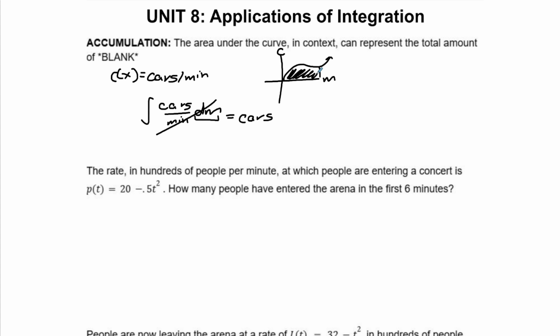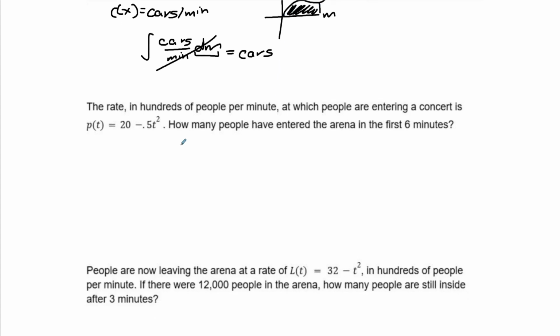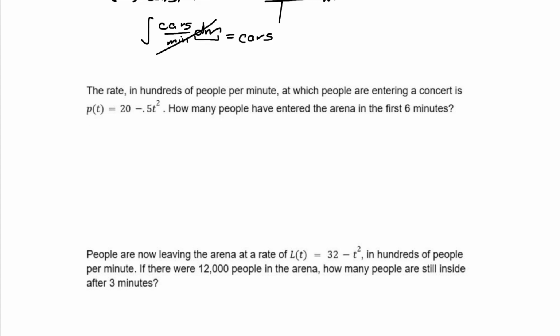It is almost guaranteed that you are going to have an FRQ on accumulation, okay? So in this question, we're told the rate in hundreds of people per minute at which people are entering a concert is P of t equals 20 minus 5t squared. Then we're asked how many people have entered the arena in the first 6 minutes.